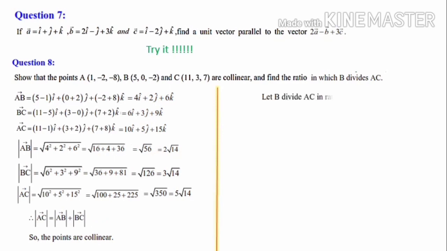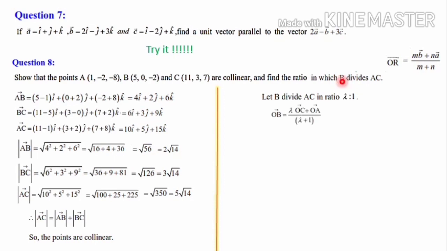Now we shall move to the second part. Here, find the ratio in which B divides AC. So B is in between AC. So B divides AC in the ratio lambda is to 1. Let us assume the ratio is lambda is to 1. So the section formula we have studied: the position vector of R is m into b plus n into a divided by m plus n. So m into the second vector plus n into the first vector, divided by the ratio we have to add. That is, here we have to go for B divides AC.